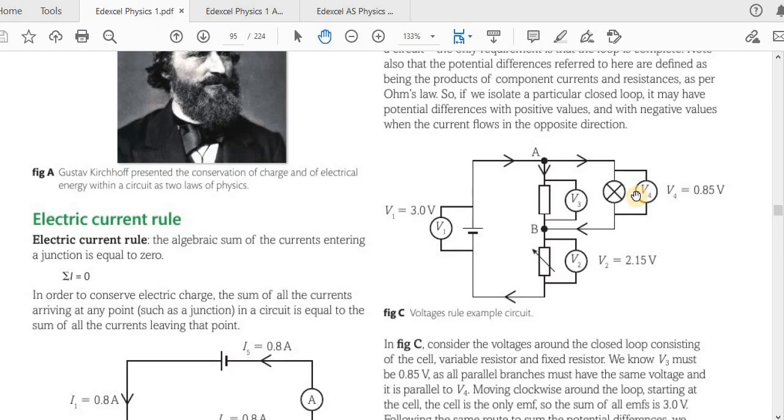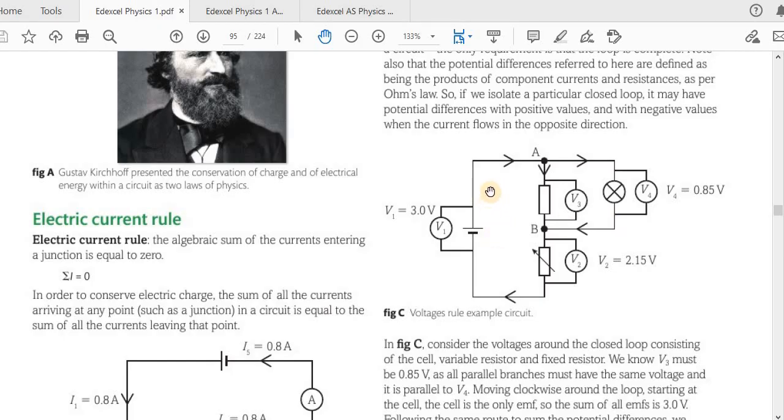Now let's try this one. Here you can see this resistor is in parallel with this lamp. This diagram has too many arrows and symbols drawn here, but just take it as a simple diagram: a resistor, a variable resistor, which is the symbol for a variable resistor, and then a lamp. You can just forget about the voltmeters for now.